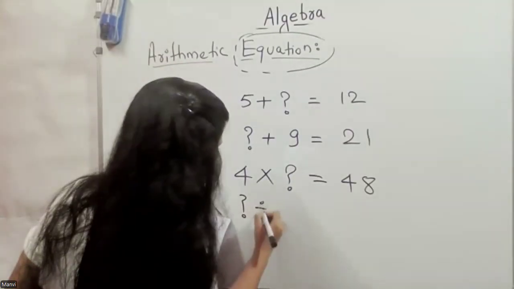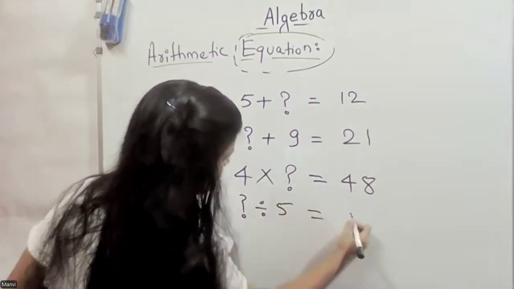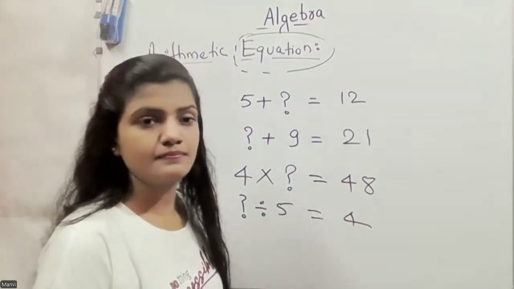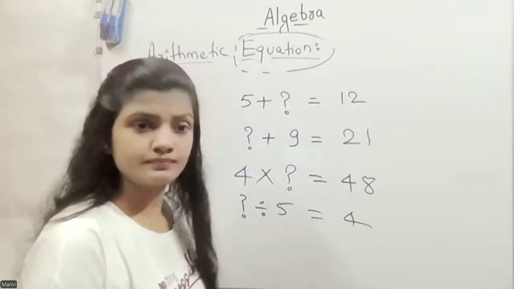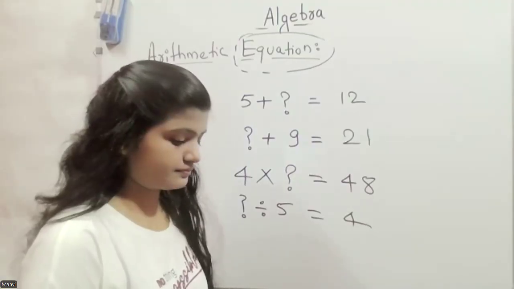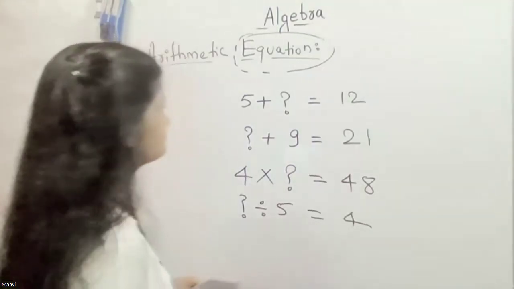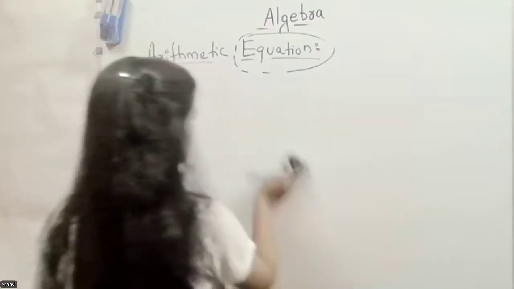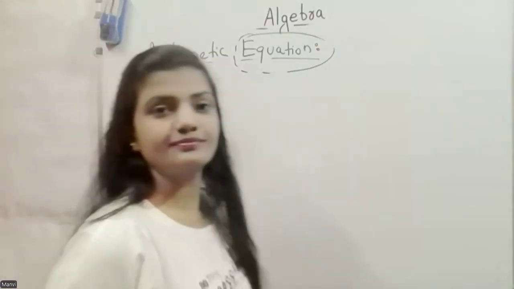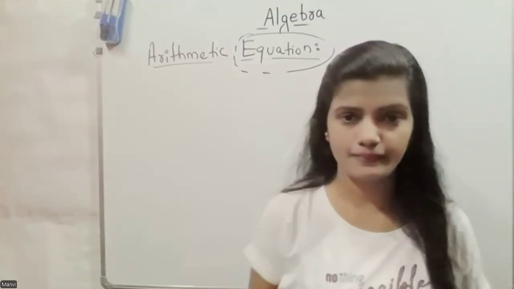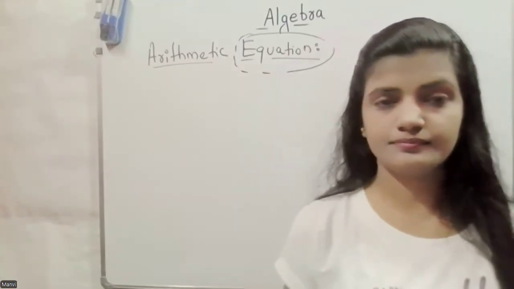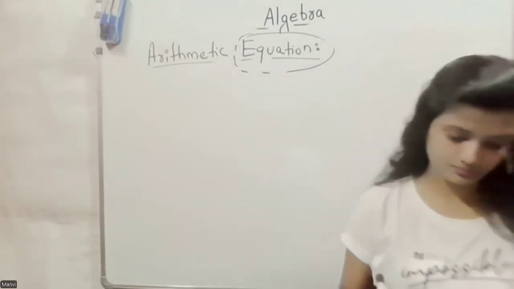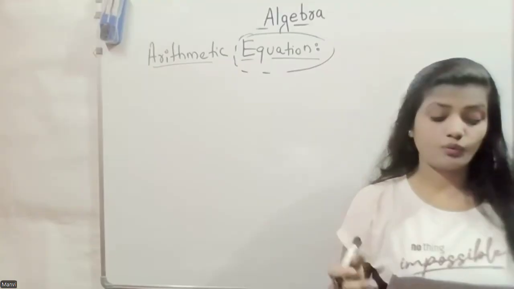Dash divided with 5, answer will be 4. Something divided by 5 equals 4. 20. Very good. Now next, try to check me answer question number 19 from your sheet. 19. 29. Very good.